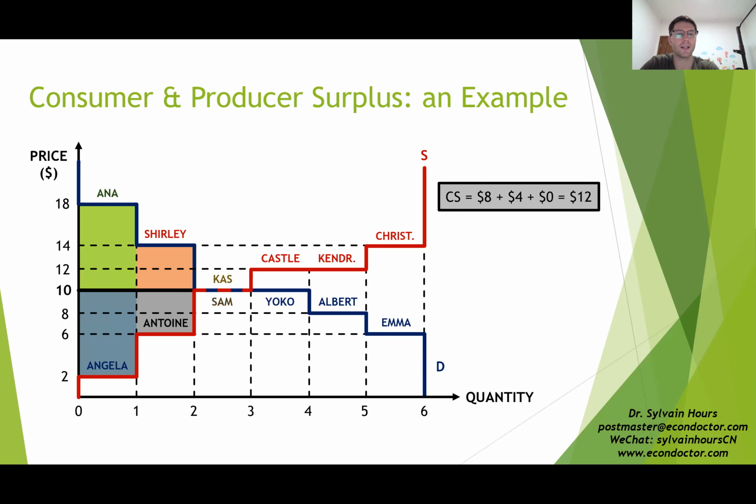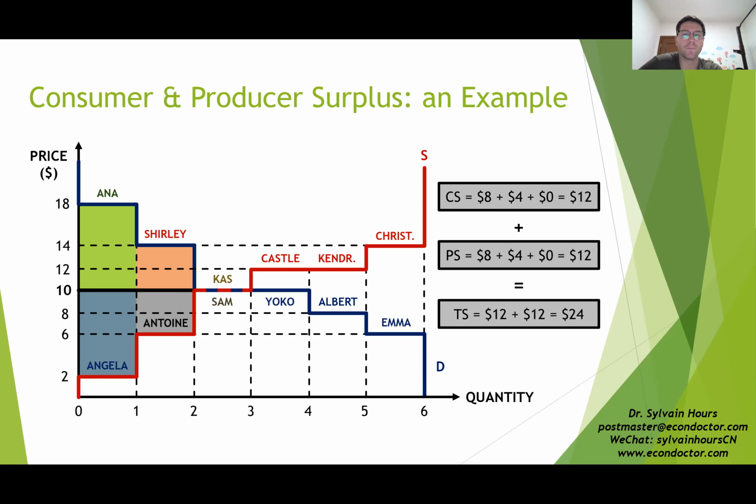I can also calculate the producer surplus. There are only 3 sellers in this market. 12, it doesn't have to be the same. It's just random. Maybe I should have picked different figures so the consumer surplus is not equal to the producer surplus. This is not necessarily the case, of course, in the market in equilibrium. So, okay, and guess what? If I add the two, I get what we call the total surplus.